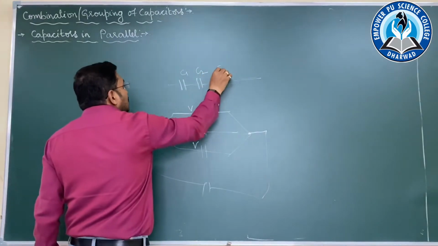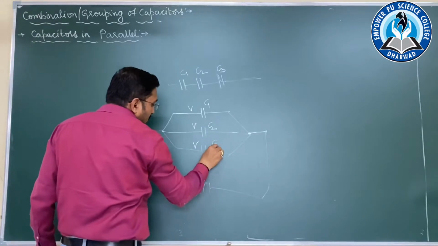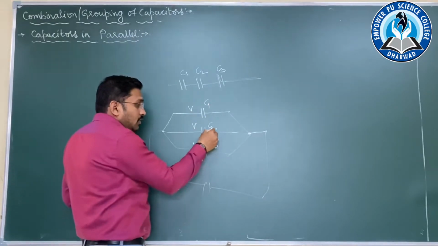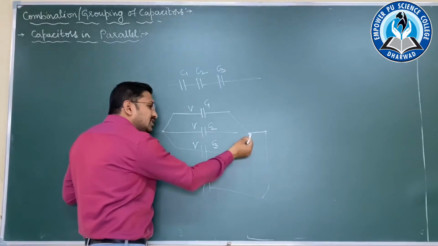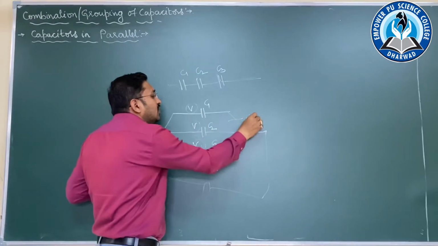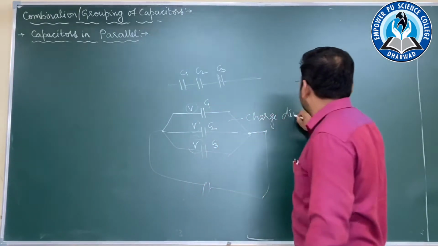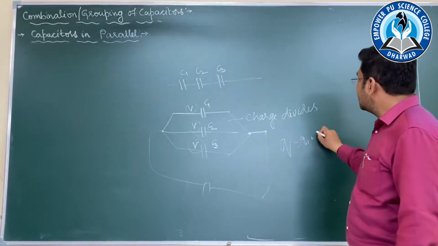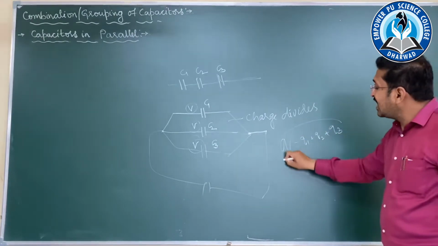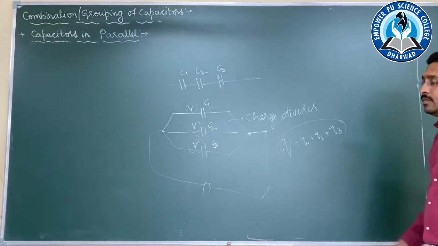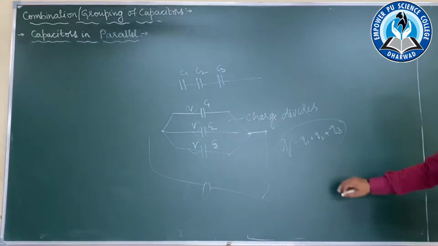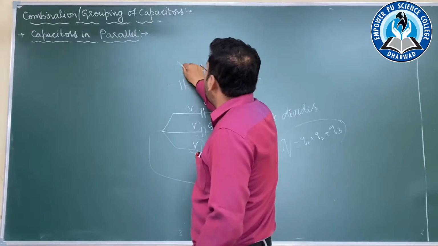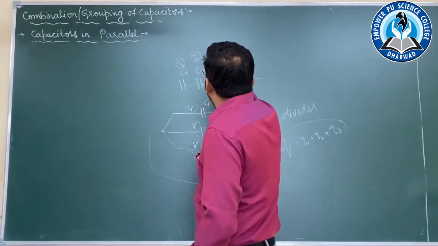Here C1, C2, C3. Here charge divides, such that the total charge is the sum of the individual charges. That means the total charge on the combination of the capacitors is equal to the sum of the charges on individual capacitors. Here the charge remains the same on each plate of the capacitor.